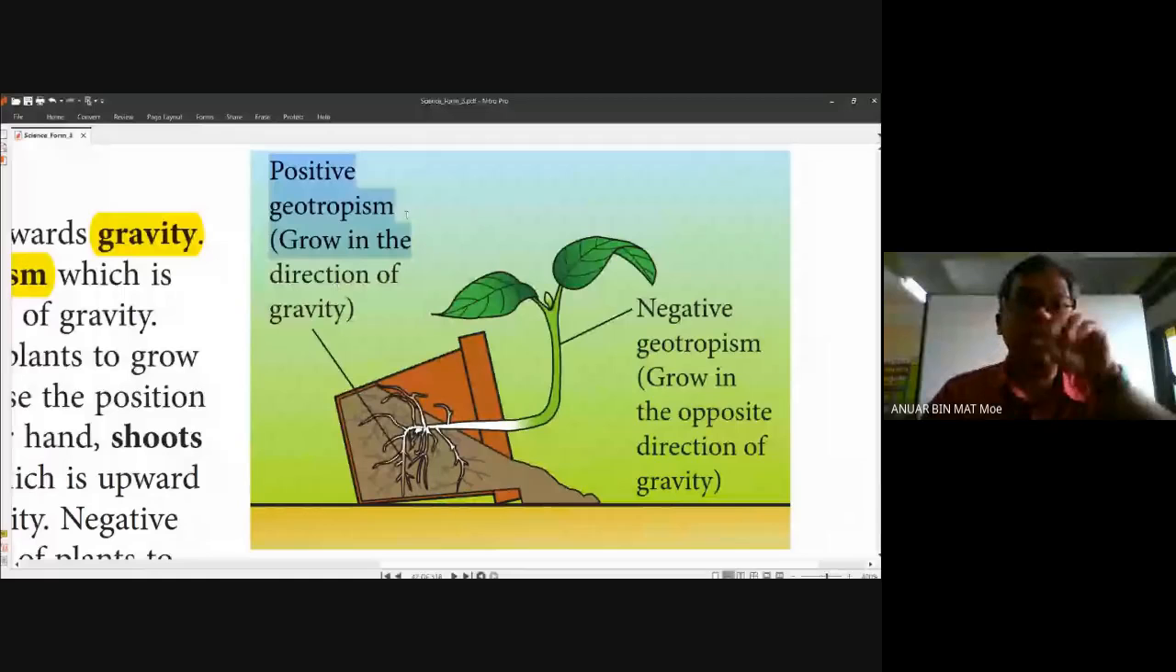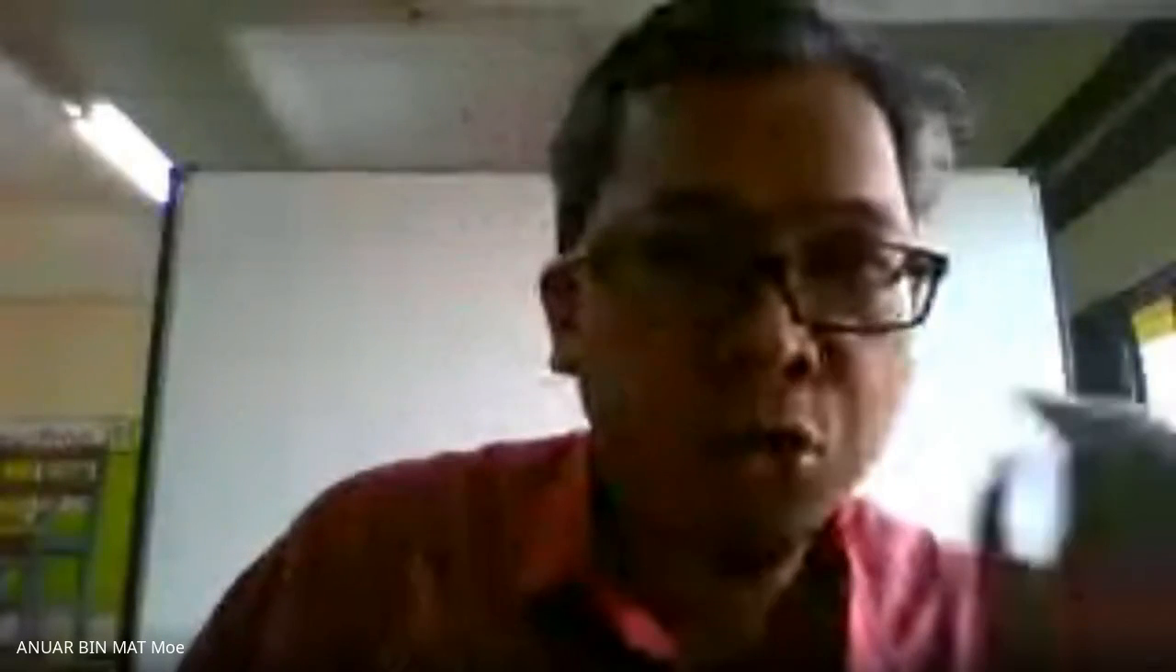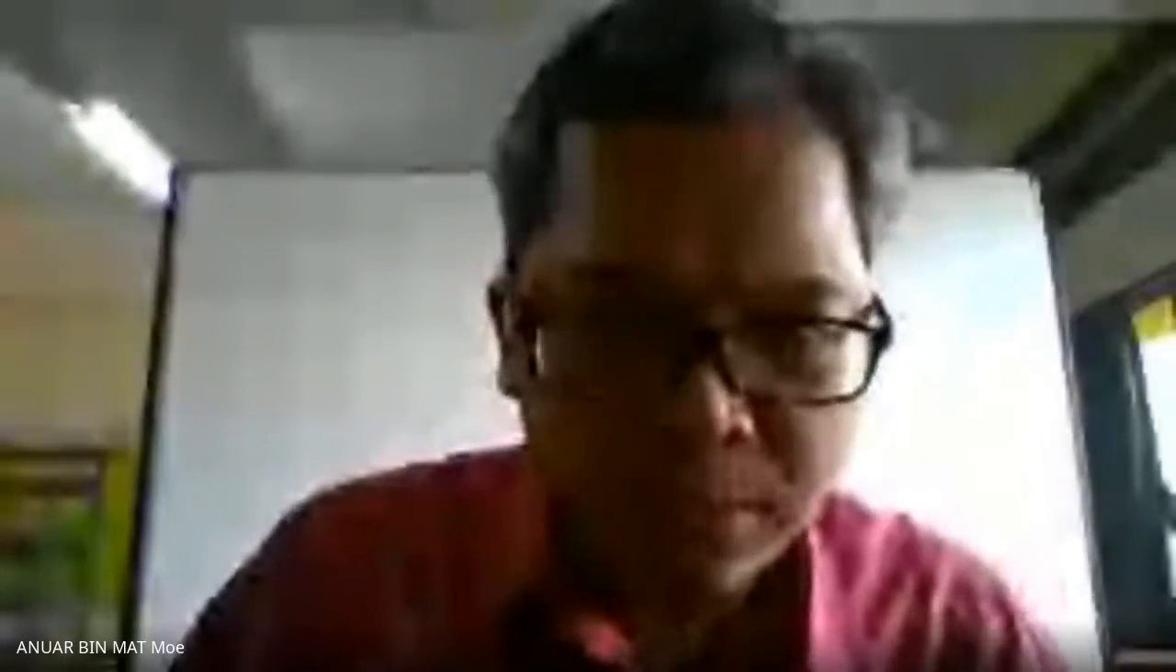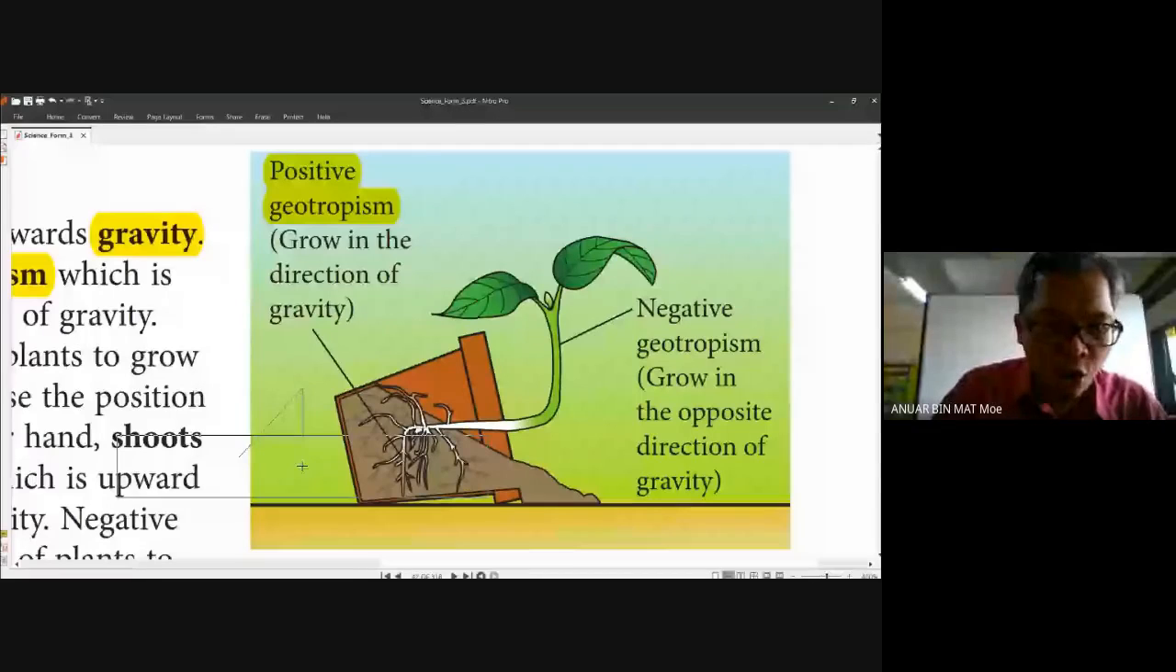Okay. I will show you the picture here, easy for you to remember. Right? Roots is always grow towards the gravity. We call it positive geotropism. Positive geotropism meaning that it will grow toward the gravity. Which part of the plant is the root? This one. And the root here. This is the roots here. Will always, in most cases, root will have positive geotropism.